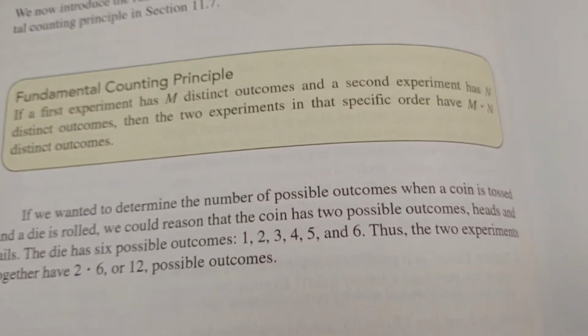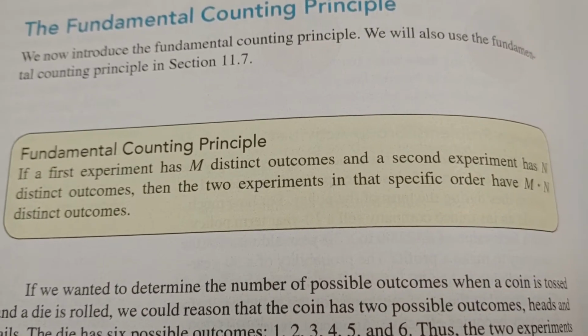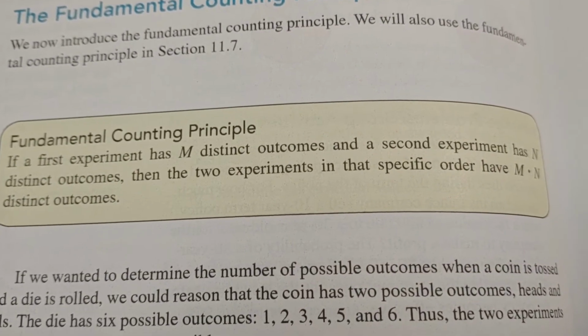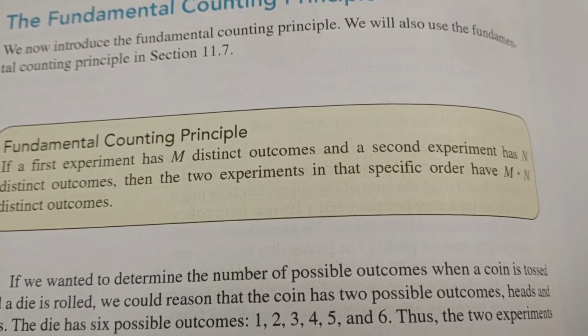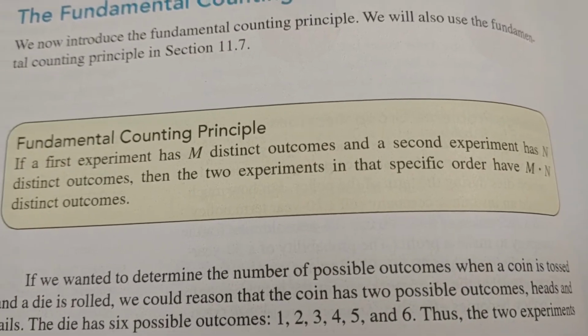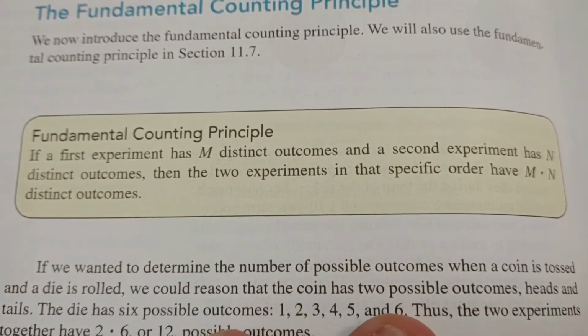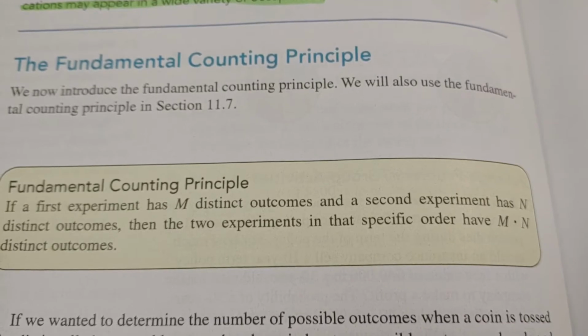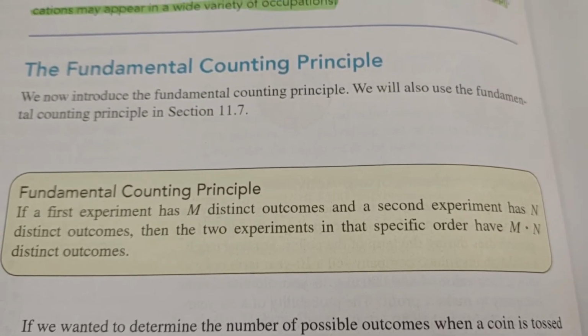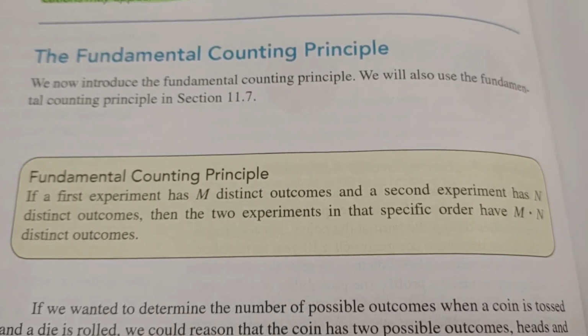All right, so the fundamental counting principle is, if a first experiment has m distinct outcomes, and a second experiment has n distinct outcomes, the two experiments in that specific order have m times n distinct outcomes.